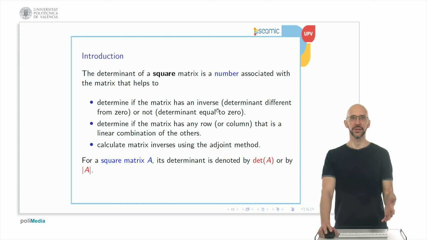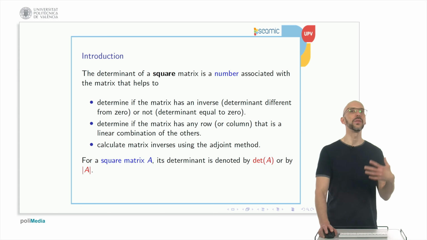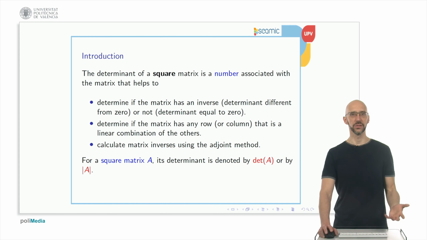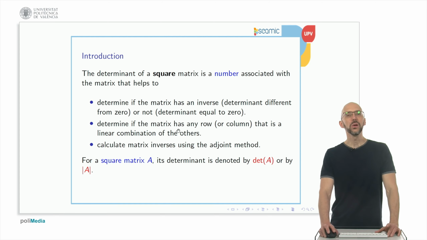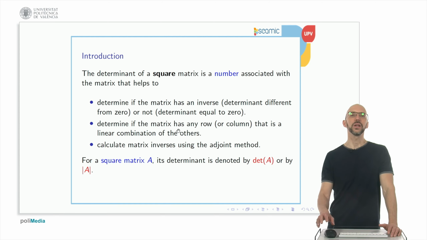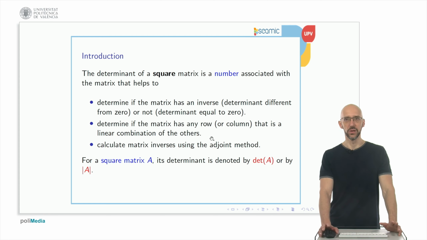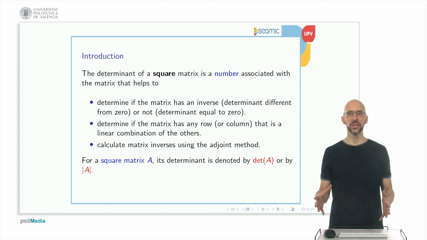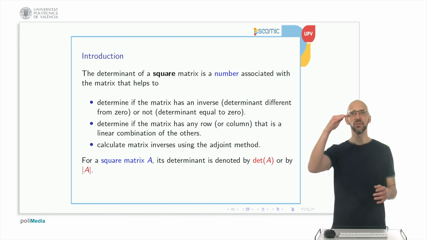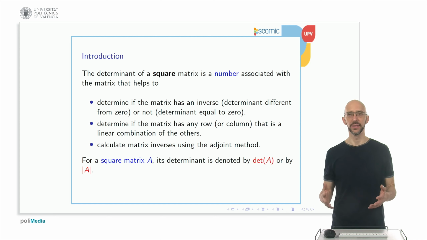This will help us to find out if the matrix has an inverse or not. And how do we know that? If the determinant is 0, this matrix has no inverse. If the determinant is different from 0, then we can calculate the inverse of this matrix. With this determinant, we can also find out if the matrix has any row or column that is a linear combination of the others. If the determinant is equal to 0, then we know for sure that the rows are not linearly independent.